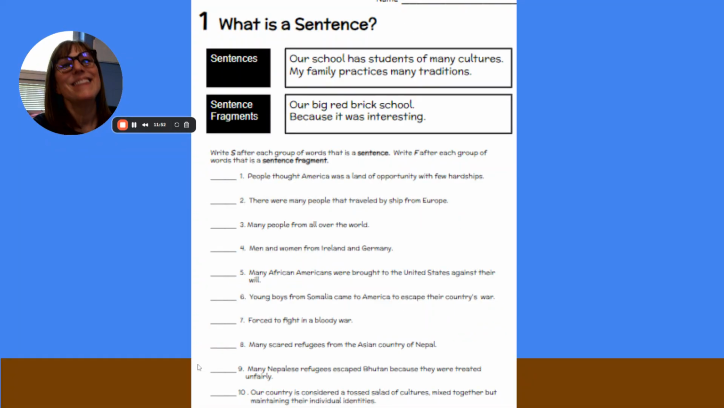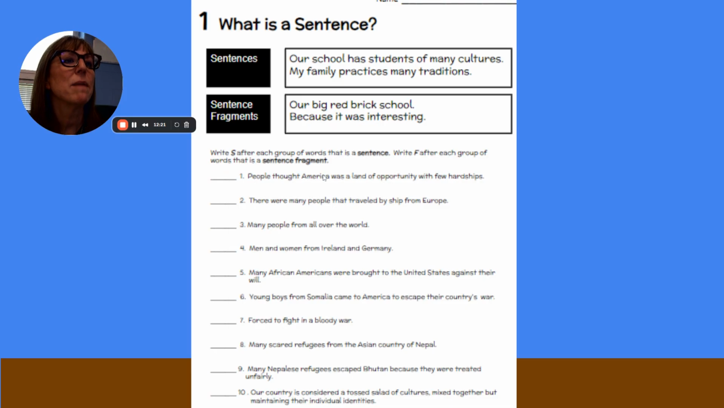Okay, now we're working together on a worksheet. This is a group activity. You are to discuss this, talking about, oh, it doesn't have a subject. Oh, it doesn't have a predicate. Oh, it has both. So what's happening is you're supposed to write an S after each group of words that is a sentence, and write an F after each group of words that is a sentence fragment. Actually, you're going to write it before, so it's on this line. So let's do the first one together.